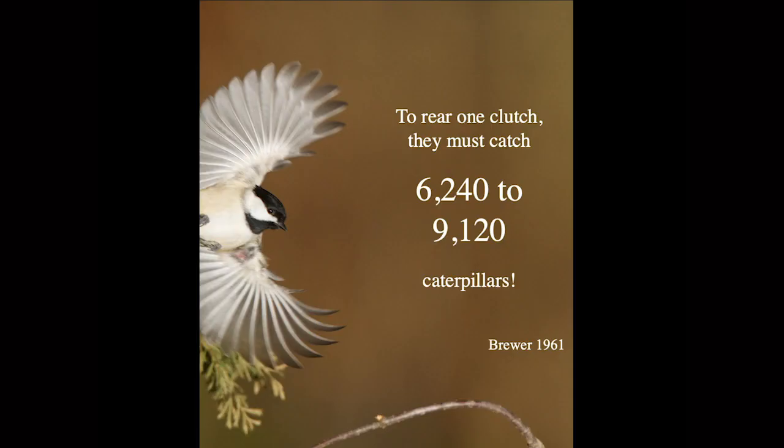This is an underappreciated statistic. We've got statistics for a number of species. I always talk about chickadees. 6,000 to 9,000 caterpillars to make one clutch of chickadees. One pair of chickadees, 6,000 to 9,000 caterpillars for them to reproduce.